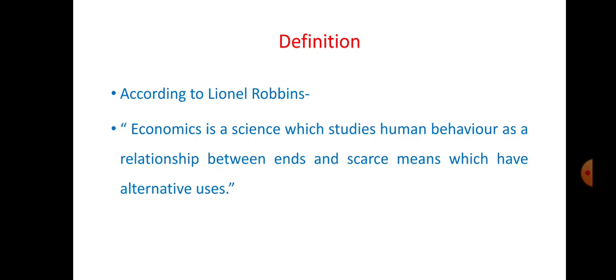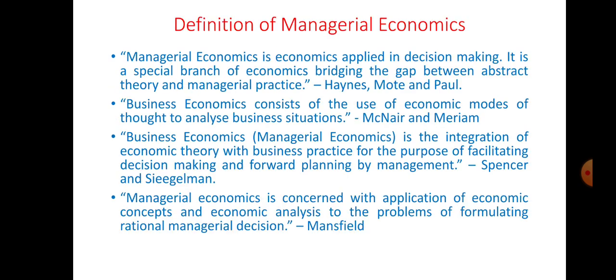Here we have a definition given by Lionel Robbins. He says that economics is a science which studies human behavior as a relationship between ends and scarce means which have alternative uses. And here we have different definitions given by different authors like Haynes, Mote and Paul, then McNair and Meriam, then Spencer and Siegelman, then Mansfield.